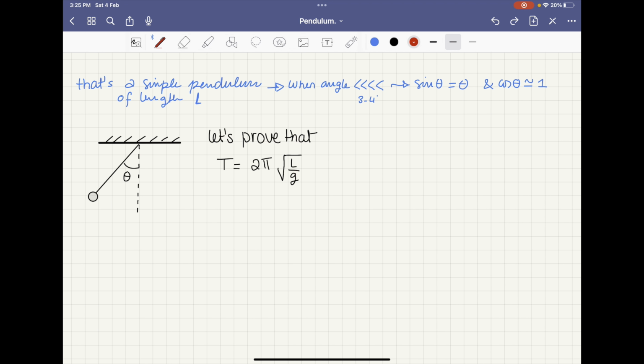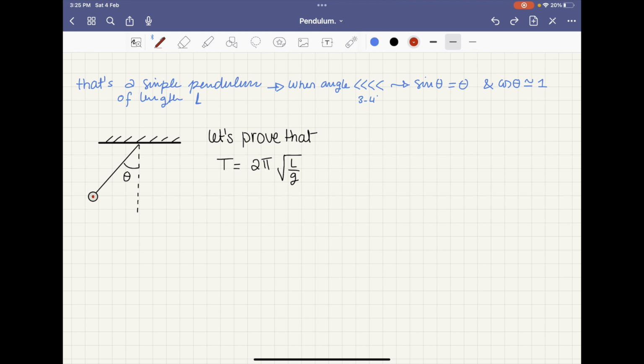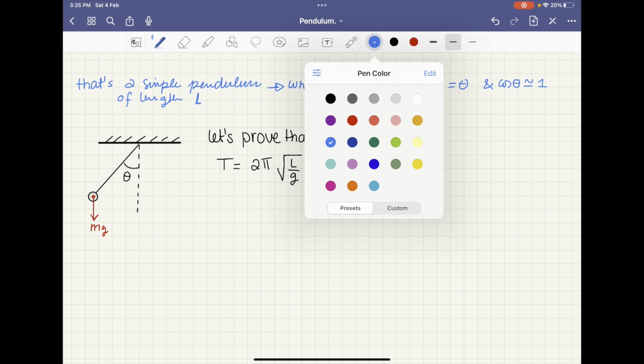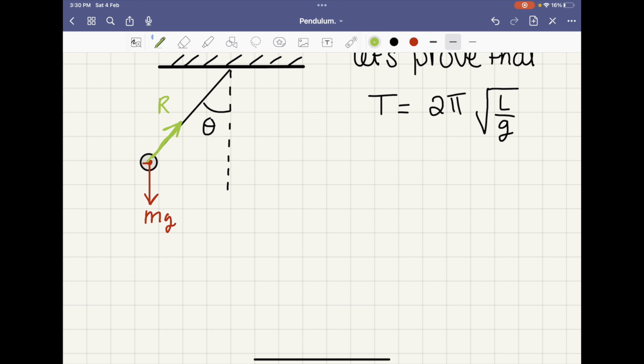Okay, so in order to prove this, we need to consider an FBD. So that's the mass. We know that we have the weight, which is equal to mg. Okay, we have the tension. I'm going to call the tension, this time, not T, because I don't want to confuse you between tension and period. So let's take the tension as the letter R. Now these are our two forces.